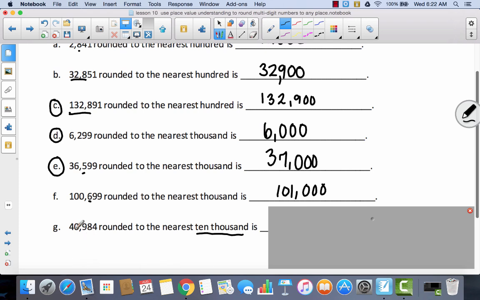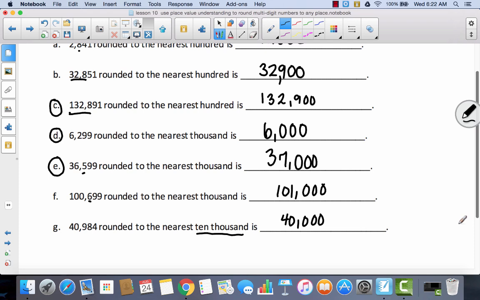Okay, so for G, 40,984 has 4 10,000s. So this is going to come between 4 10,000s and 5 10,000s. So when I see this 0 next to it, that tells me that 40,984 would be less than halfway, so it would round to 40,000.